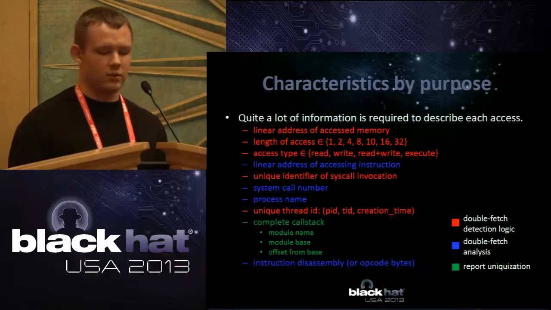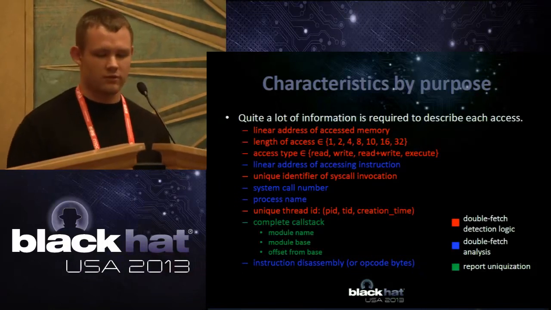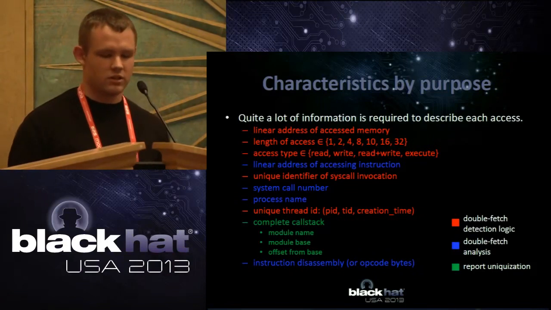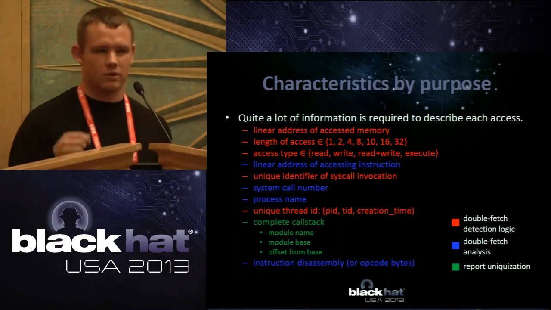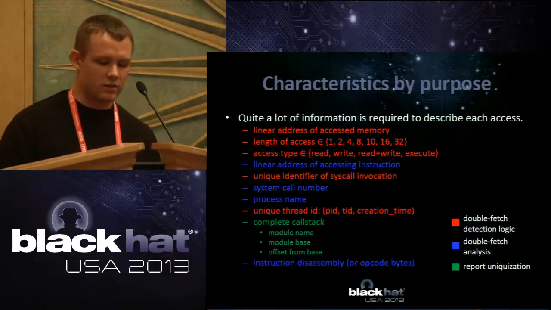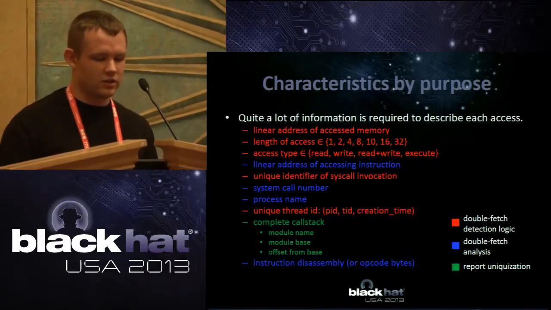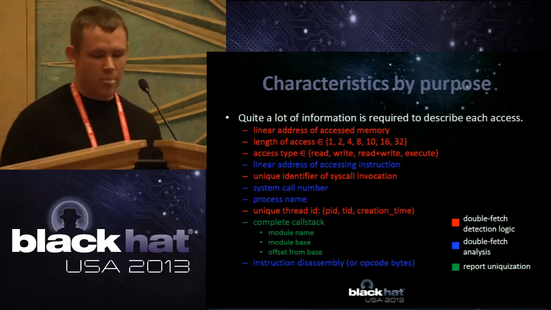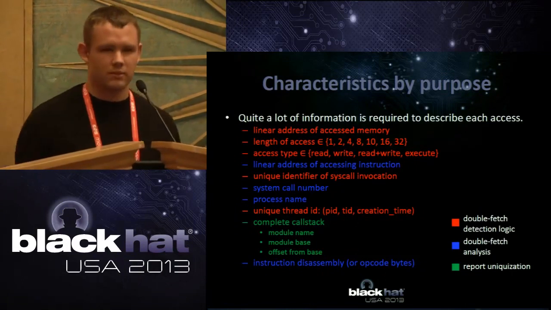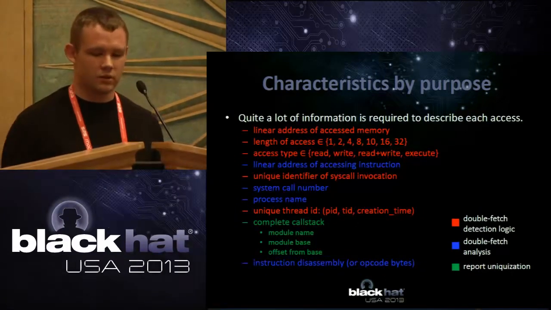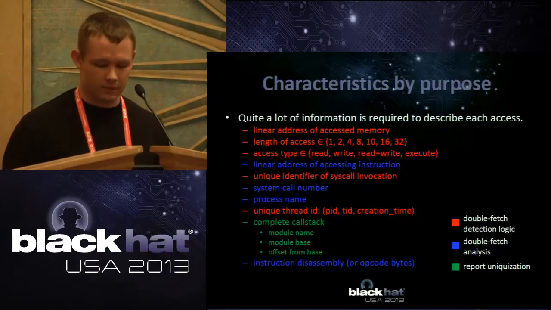The first one is information that is actually required to implement the logic. So this is the essential information that we have to find out if the memory pairs meet the three conditions that I mentioned earlier. Then we have the types of information that we have to actually perform double fetch analysis after we find the double fetches, which help us actually understand what is going on in the code, such as the instruction disassembly or the number of the system call and stuff like that. And then we also have information which helps us find the unique issues, so that we don't end up with a long list of duplicate issues. We have to have the stack trace to find out which cases are really the same bug.